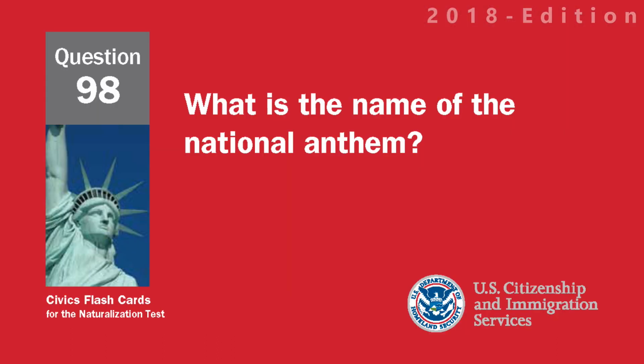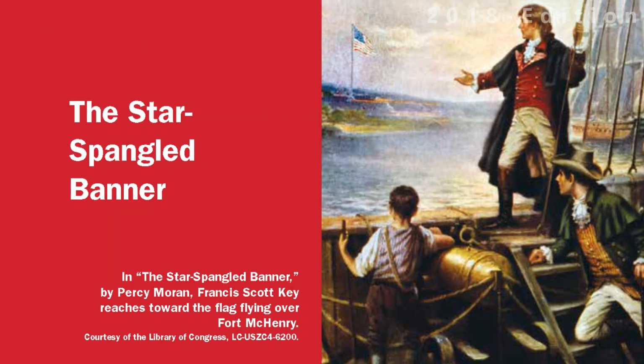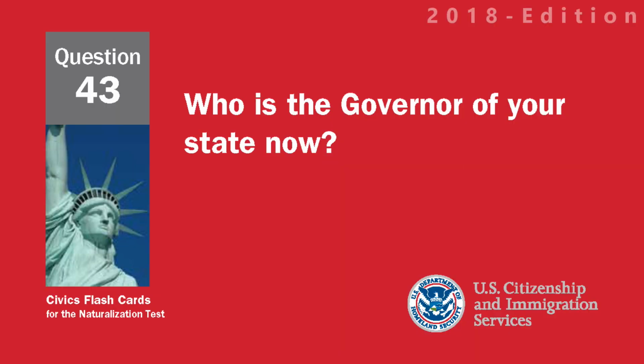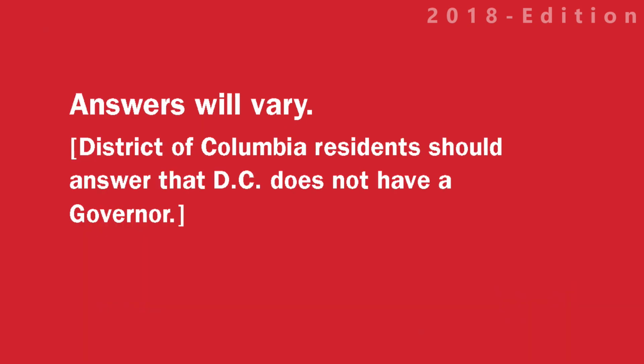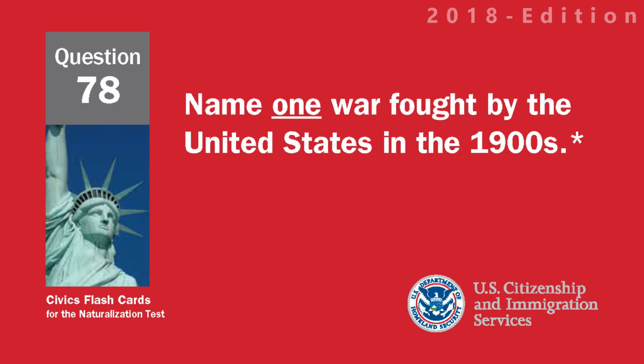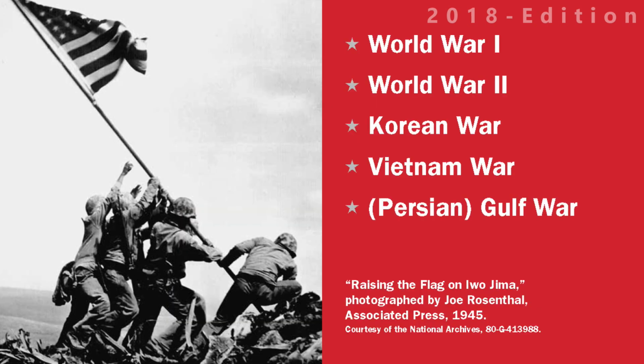What is the name of the national anthem? The Star-Spangled Banner. Who is the governor of your state now? Answers will vary. District of Columbia residents should answer that D.C. does not have a governor. Name 1 war fought by the United States in the 1900s. World War I. World War II. Korean War. Vietnam War. Persian Gulf War.